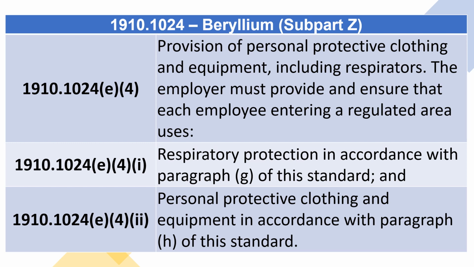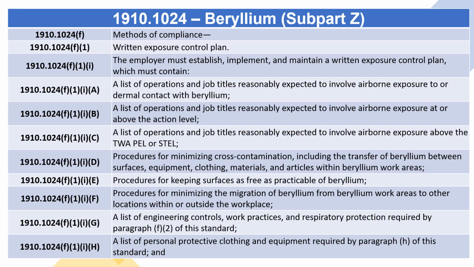1910.1024 E4 Provision of personal protective clothing and equipment, including respirators. The employer must provide and ensure that each employee entering a regulated area uses 1910.1024 E4 1 through 1910.1024 E4 2 respiratory protection in accordance with paragraph G of this standard, and personal protective clothing and equipment in accordance with paragraph H of this standard. 1910.1024 F Methods of compliance.